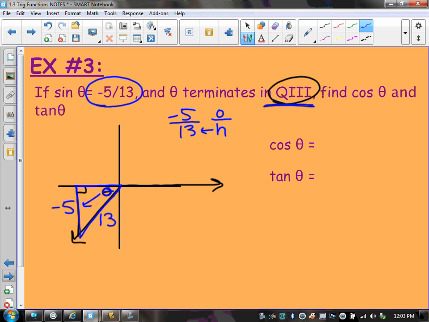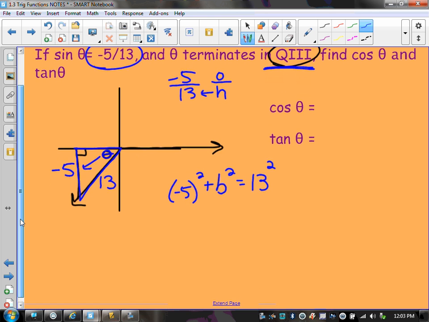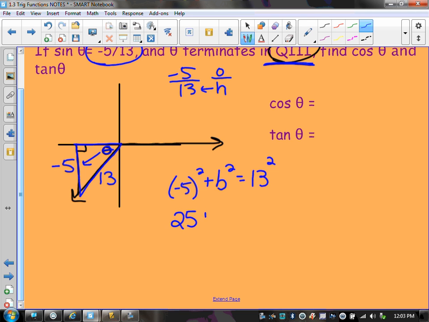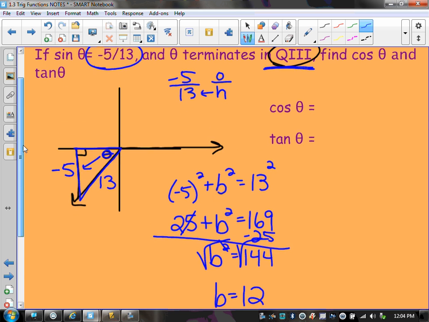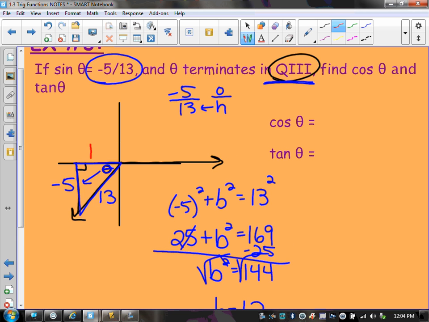Pythagorean theorem, right? Let's go ahead and do it. I have an a squared plus b squared equals c squared. 25 plus b squared equals 169. I'm going to subtract my 25 over. And end up getting 144. Remember to take the square root, and I get b equals 12. That means this side of my triangle is 12.